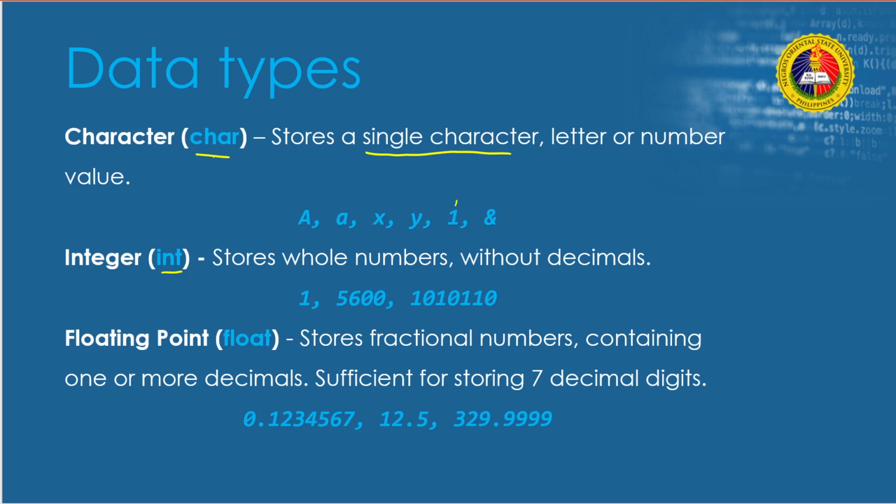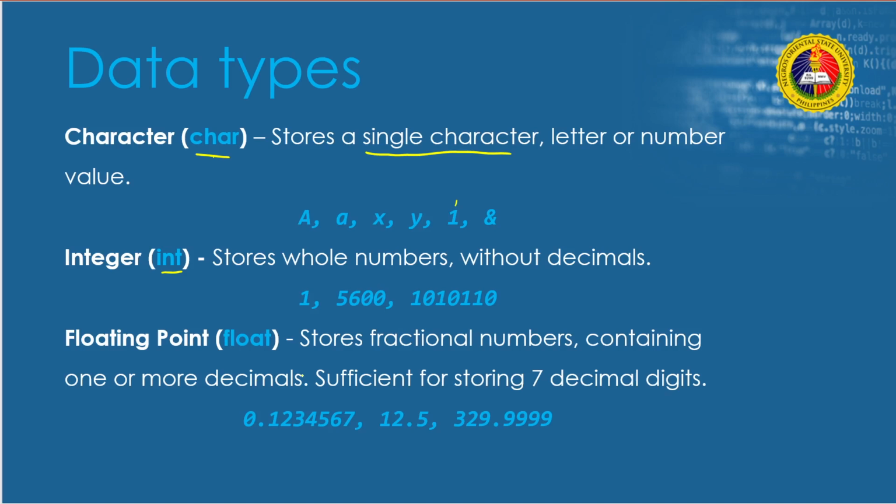1, 5600, and 10101010. These are all integers, meaning whole number, walay decimal, walay fraction. True. So that's it. It could be either negative or positive so long as it doesn't have any fraction or decimal points. And then we have floating point. It stores fractional numbers containing one or more decimals, sufficient for storing 7 decimal digits.